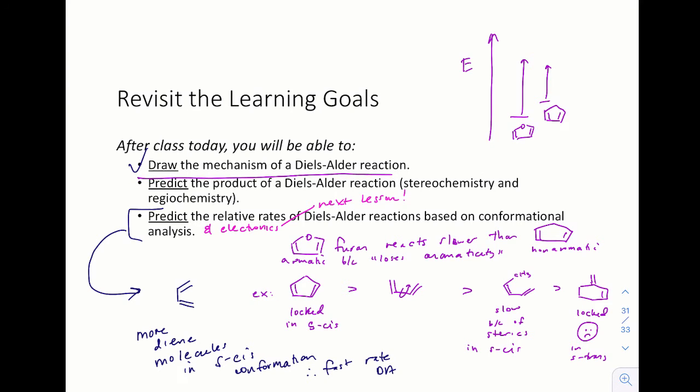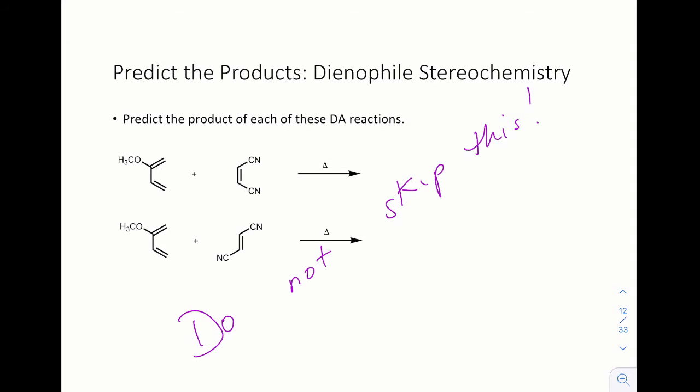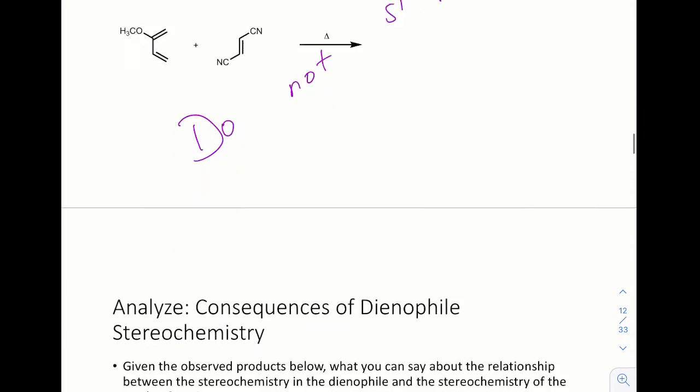Let's move on to predicting the products of the Diels-Alder reaction, continuing our exploration of the two parts of the Diels-Alder, the diene and the dienophile. Pause and predict the major product of each of these Diels-Alder reactions. You can draw curved arrows as well. All right, last chance to pause.